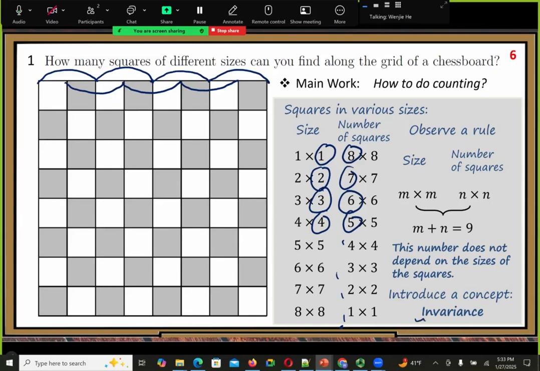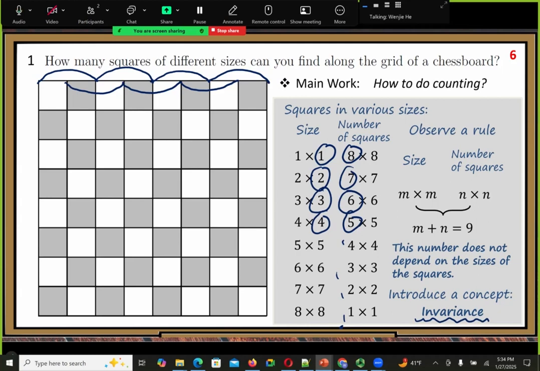Important concept, the invariance concept. In problem solving, sometimes, not always, sometimes you need to use this concept to help you answer several questions. All right. First, let's review this concept.